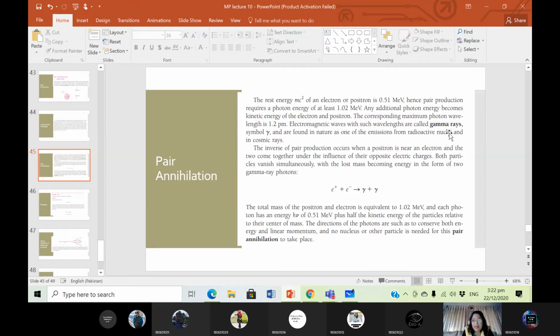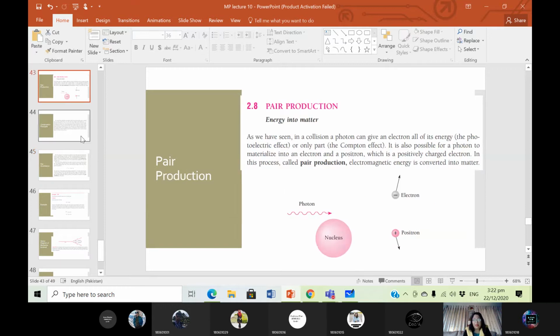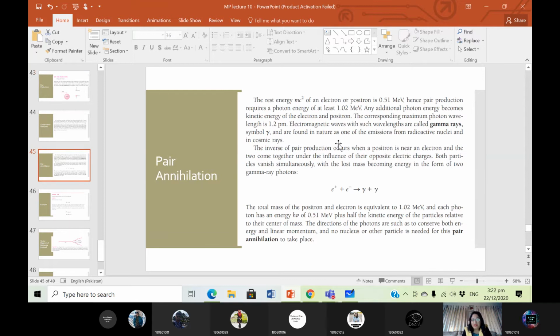Electromagnetic waves with such wavelength are called gamma rays. ठीक है? So basically we need gamma rays for this pair production to take place. Gamma rays are found in nature as one of the emissions from radioactive nuclei and cosmic rays. We know that gamma rays have the symbol gamma. We have already studied about gamma rays when we studied the chapter of nuclear transformations and nuclear decays. ठीक है? And gamma rays also come in the form of cosmic rays because they come from the sun as well, ठीक है? And from outer space.